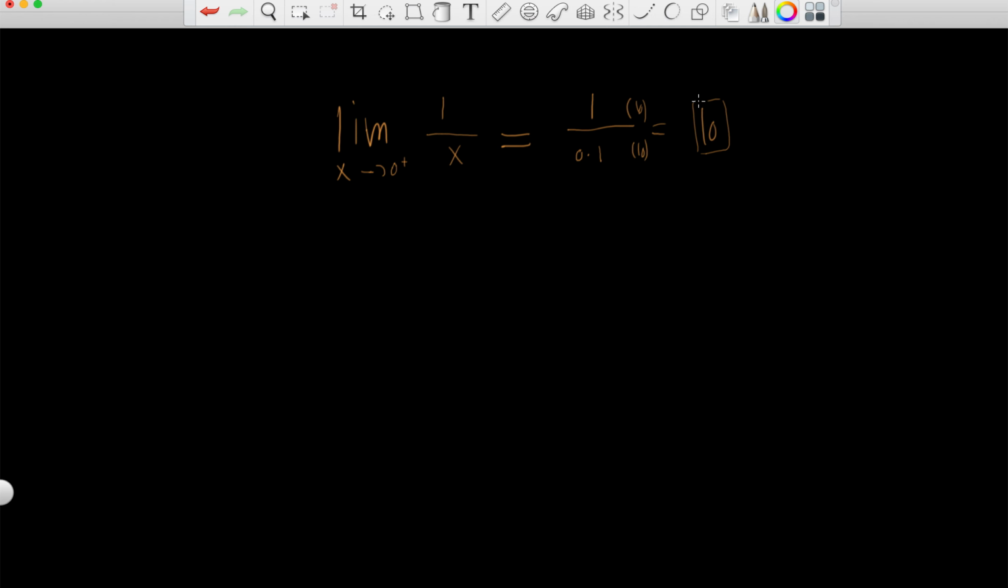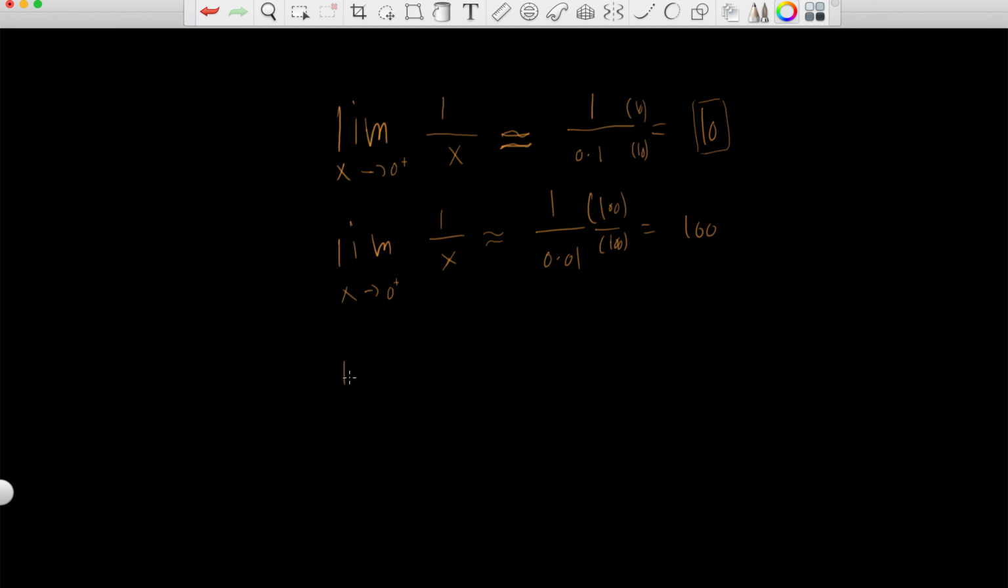So that's 10. Okay, let's plug in some smaller values closer to 0. So limit as x goes to 0 from the right of 1 over x. And I shouldn't really say equal to, right? I'm going to put a little squiggly line, because that's not the actual answer. We're just experimenting still. So this is squiggly equal to 1 over 0.01. Okay, notice how we're closer to 0 now from the right. Well, let's see what that is. So 1 over 0.01, you can either plug that into your calculator or multiply top and bottom by 100. Notice that we get 100.